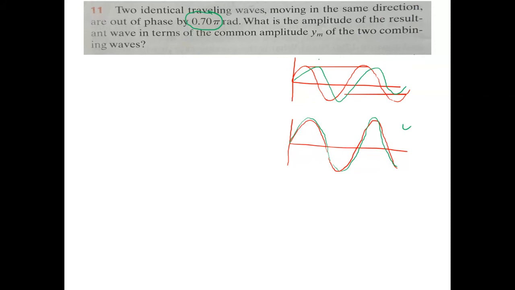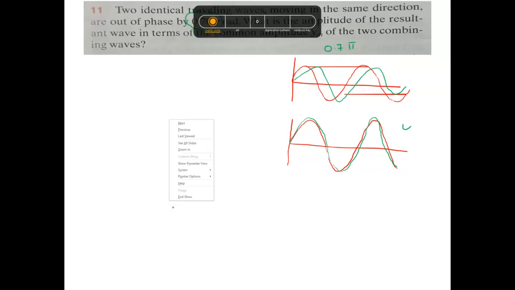Yes, clear now. So how much is the phase changed? The phase is changed by a 0.7 pi radian difference. The second wave is moving with the first wave. Clear? Okay. Now what am I going to do? I am going to write the wave equation. Can you please recall what is your wave equation?